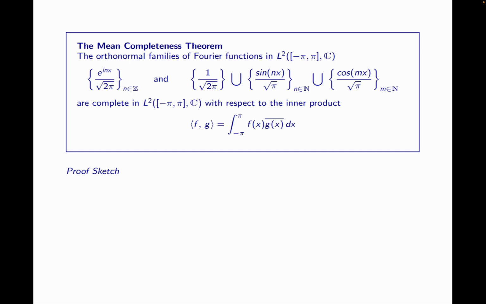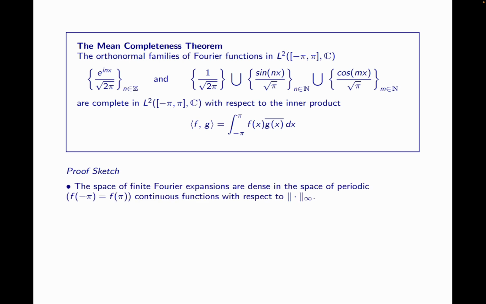But what I will do is give a sketch. And the sketch goes like this. The space of finite Fourier expansions, that is truncated Fourier expansions, is dense in the space of periodic functions. Now, when I say periodic, what I mean is f at the left endpoint equals f at the right endpoint. It might be weird to discuss periodicity when I talk about functions defined on a single interval and not the real line. But what I mean is, if they're equal at the ends, then I can take a periodic extension and have periodicity because of that equality.